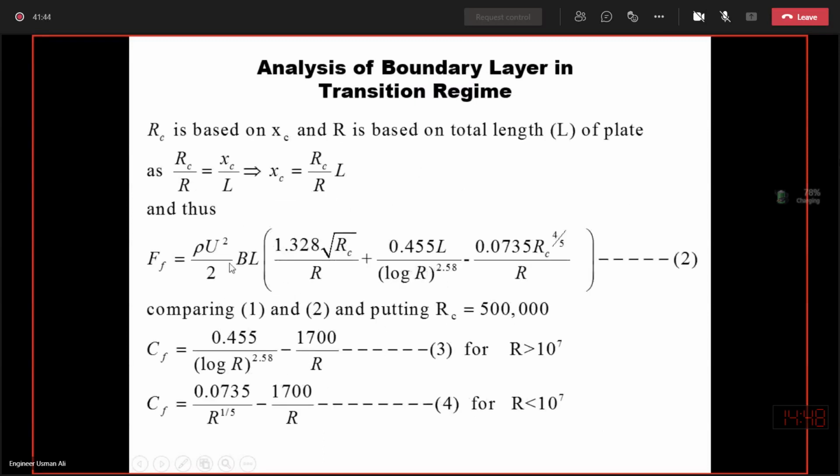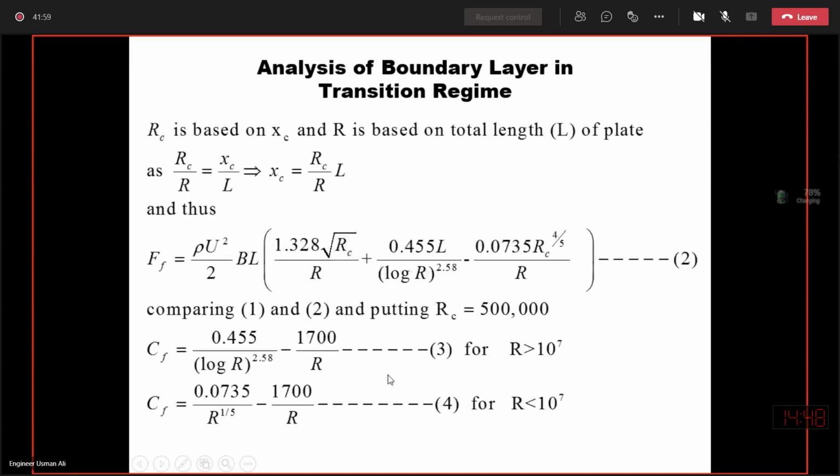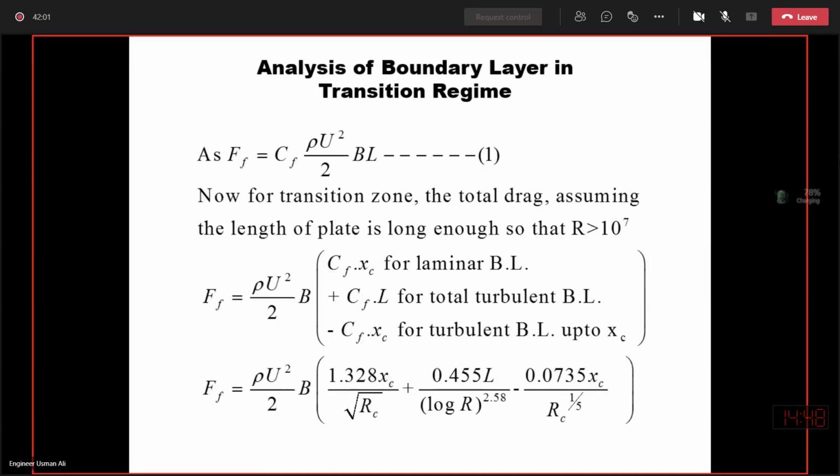Further, we can say the ratio of critical Reynolds number to the total Reynolds number is actually the ratio of the critical distance to the total length. So xc is Rc over R into L. If you put this information in this equation, that is xc is Rc over R into L, we put this over here, we can simplify it.